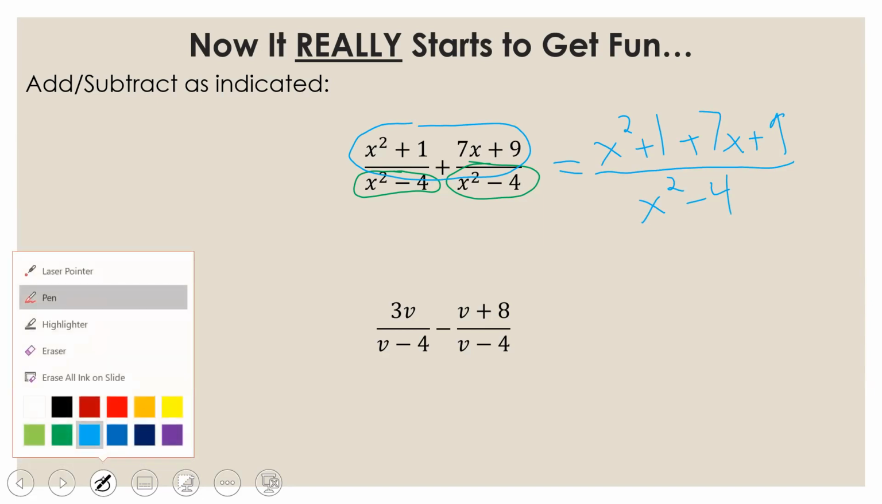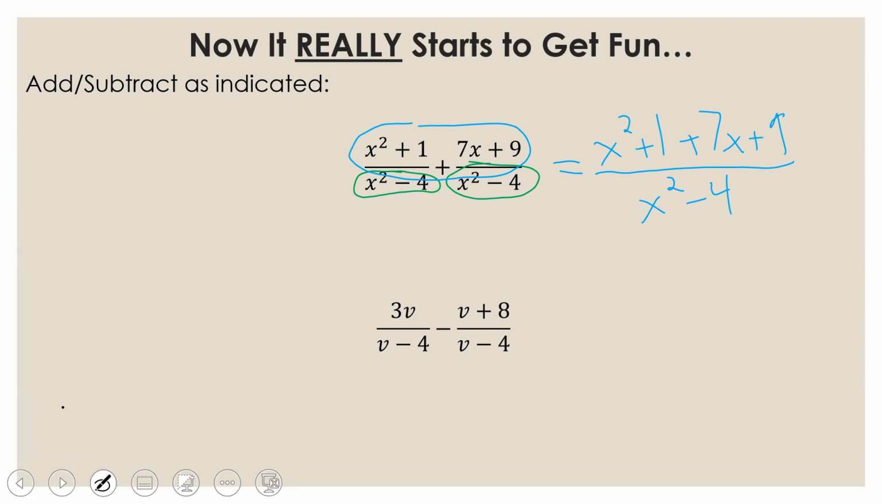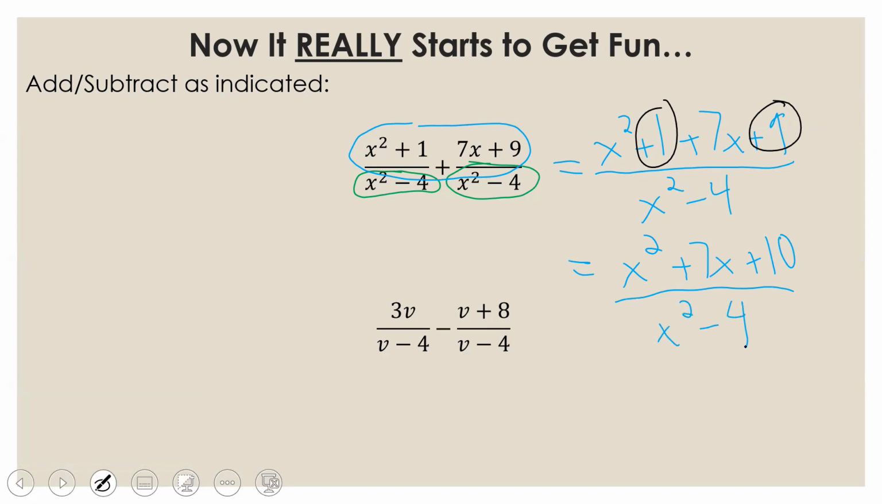And then we can, on the top, combine the like terms. So first of all, I notice there's a +1 and a +9, so we can combine those. That would give us x squared plus 7x, since those don't have like terms, plus 10, all over x squared minus 4. And now everything's as simplified as possible, and we're more or less done.